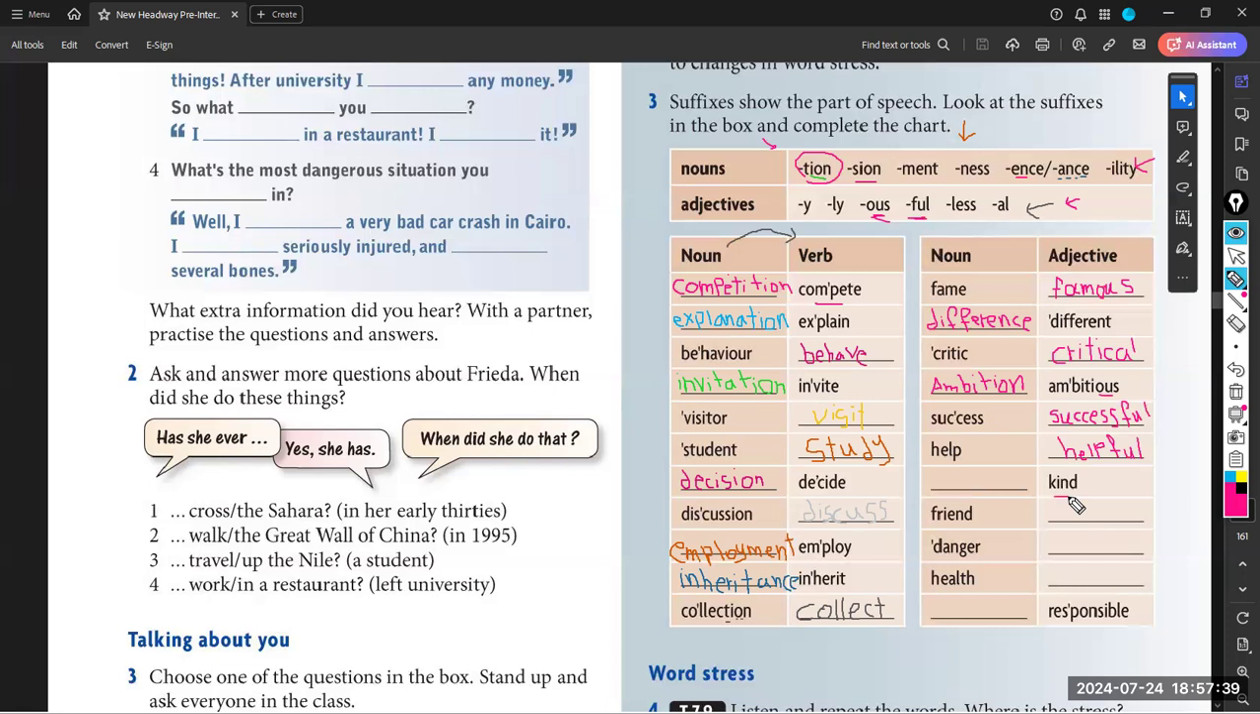Okay, now we have kind. Kindly. Hiba, here kind is an adjective. Am I right? Kindness. I have to write the noun. These are the noun suffixes I have to use. Kindness. Thank you so much. So please be careful. Kindness.